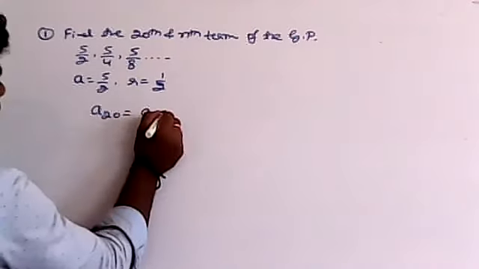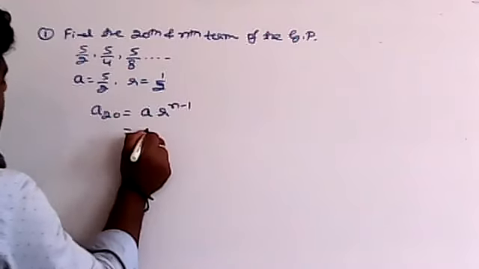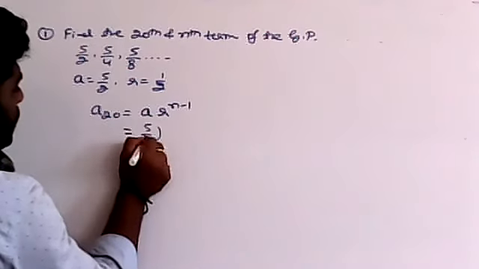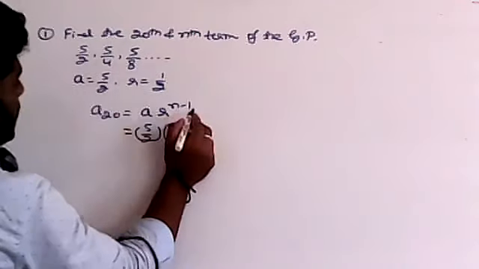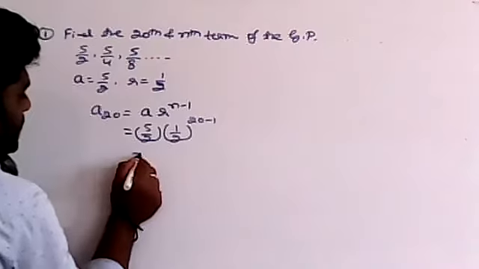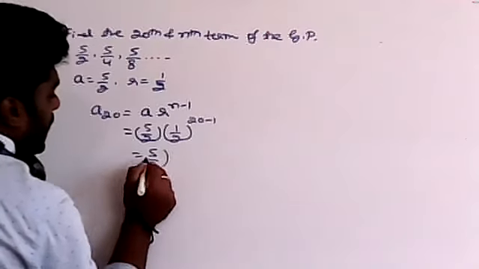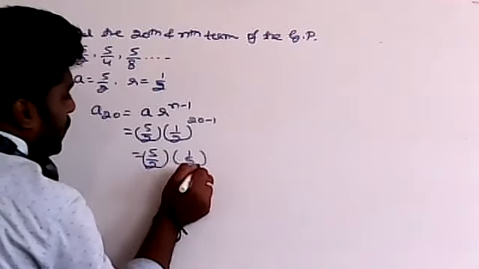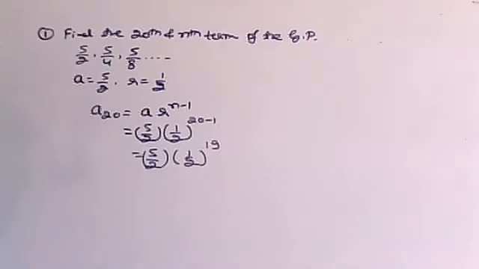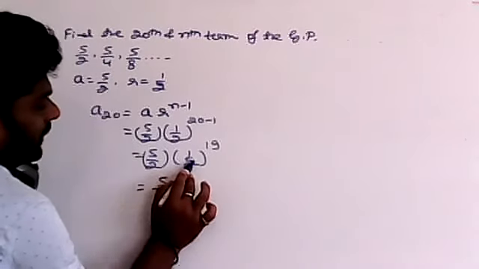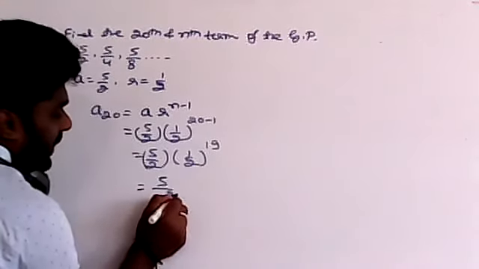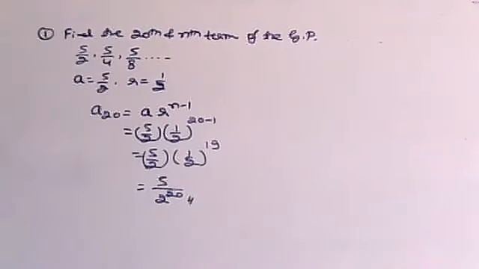A into R to the power of n minus 1, no? A is what we have taken? 5 by 2. R is 1 by 2 to the power of what? What have they given? 20, no? 20 minus 1. So 5 by 2 into 1 by 2 to the power of 19. Just calculate and tell me the answer. So the answer is 5 by 2 to the power of 1 times 2 to the power of 19, so 2 to the power of 20 I'll write. Correct? The 20th term is clear.